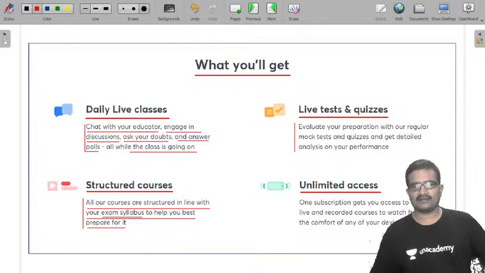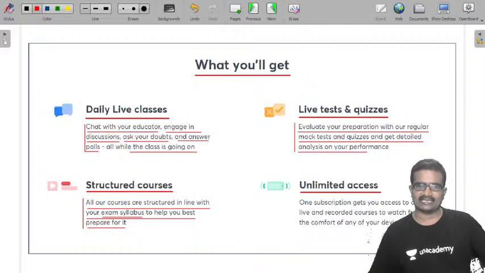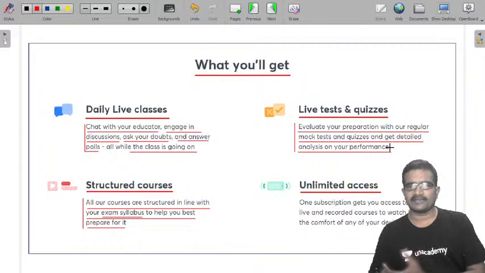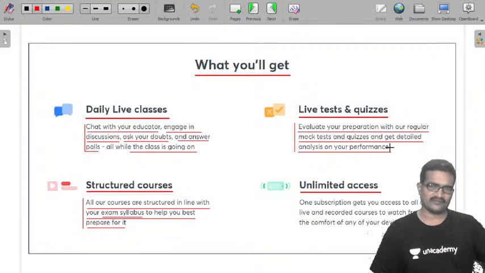After that, live tests and quizzes. In that, you can evaluate your preparation with our regular mock tests and quizzes and get a detailed analysis of your performance. So to evaluate your preparation, by participating in the online mock tests and quizzes we conduct regularly, you get a detailed analysis of your performance.